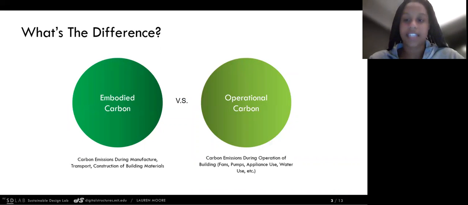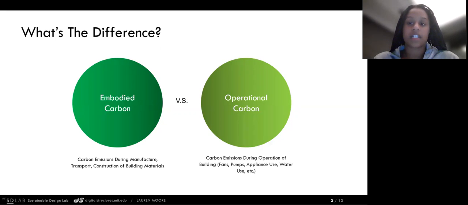Building emissions are generally categorized into either embodied or operational carbon. Embodied carbon is the carbon dioxide emitted during the manufacture, transport, and construction of building materials. Operational carbon refers to the carbon emitted during the operation of a building, which, for instance, is the heating and cooling, water use, electricity, and appliance use.